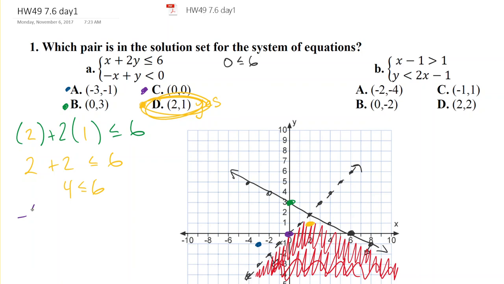Our second equation was negative x plus y. Is that less than or equal to 0? So we'll plug in our 2, 1 again. So is negative 2 plus 1 less than or equal to 0? Is negative 1 less than 0? Yes, negative 1 is less than 0, so it works. We just proved that that's a solution. Now, on all the rest of these, it would end up not being a solution. I don't want to go through every single one of those to get to that.